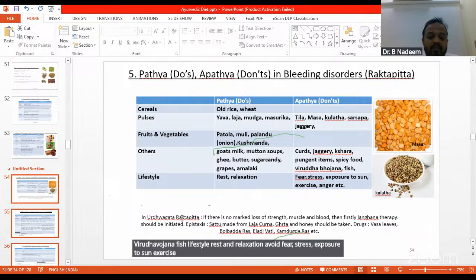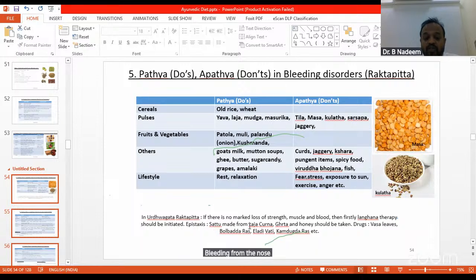In Urdhvagata, that is any kind of bleeding disorder from the upper orifices, either from the mouth, nose, anywhere. Okay. So if there is no marked loss of strength, muscle, and blood, then first go for fasting therapy. And after that, for example, if it is epistaxis, that is bleeding from the nose, take sattu, which is made by laja churna, ghrita, and honey should be taken.